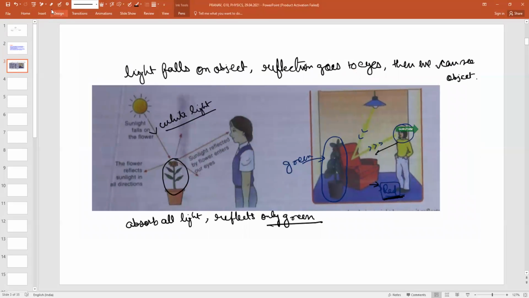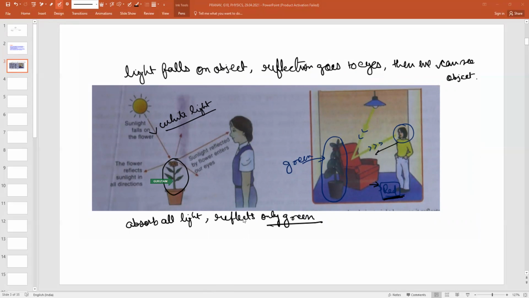Can you see? I have written also. Light falls on an object and the reflection goes to our eyes, then we can see the object. Here I have written: absorbs all light, reflects only green. That's why we can see the green. Is that clear?